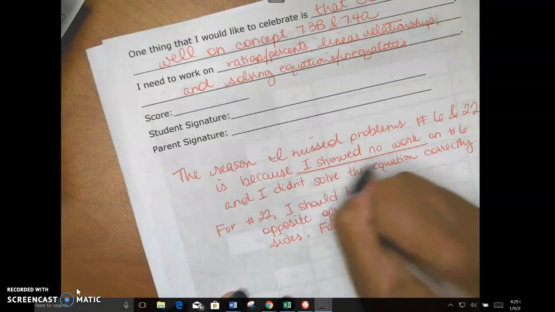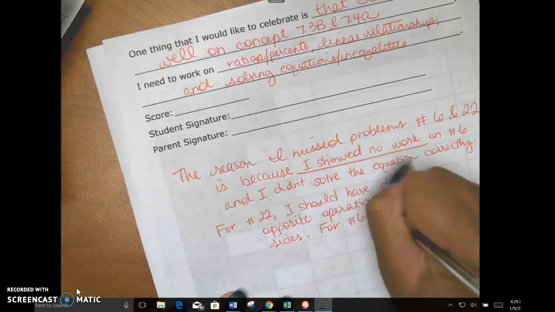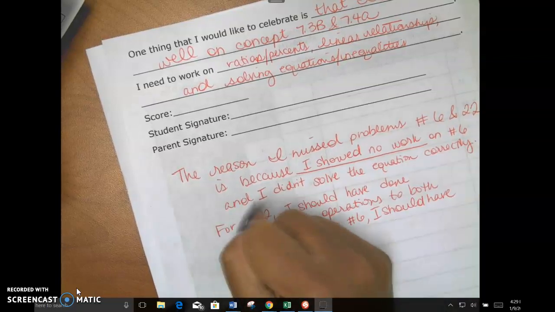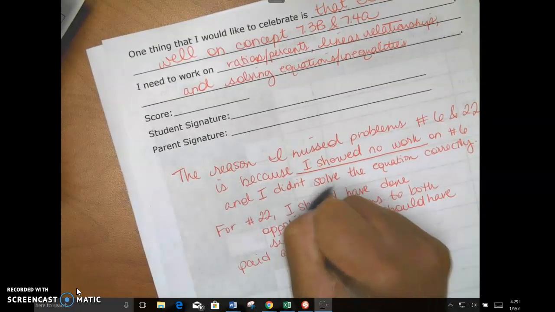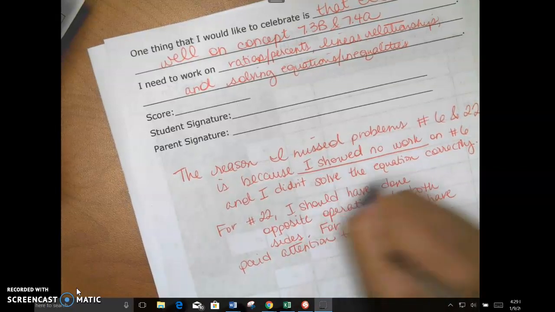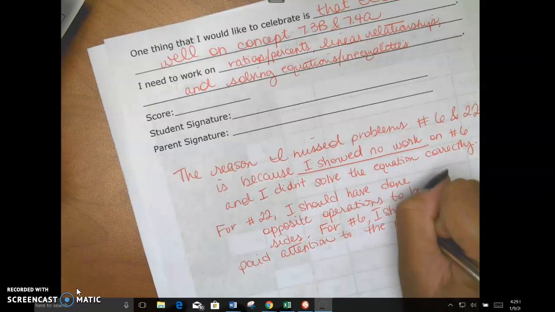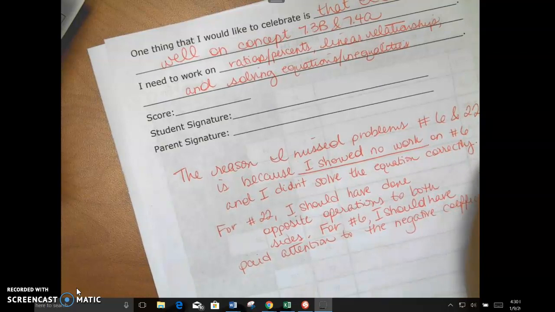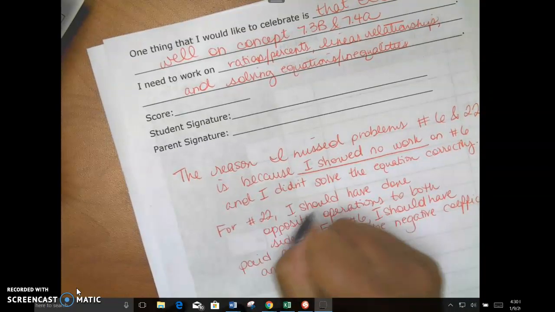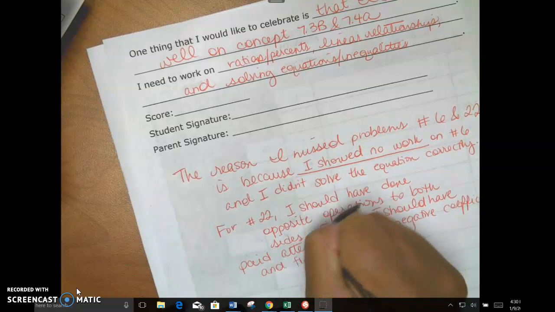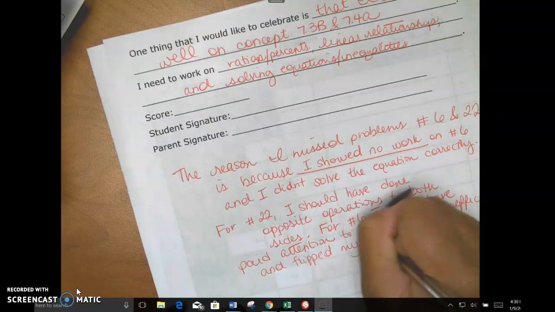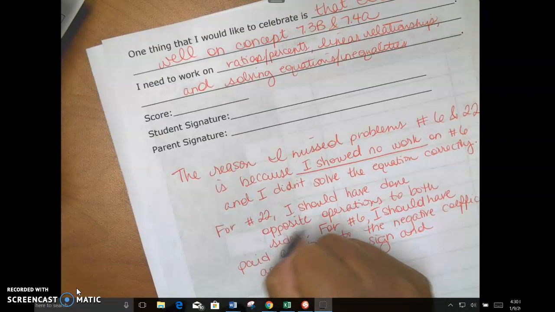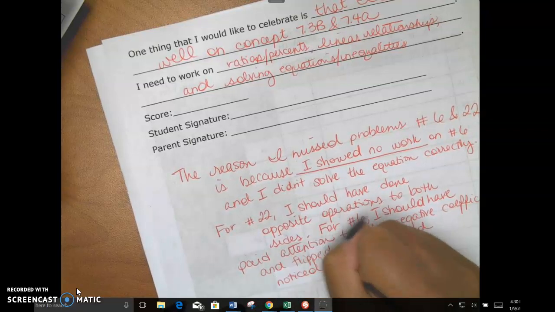Keep adding to your paragraph. For number 6, I should have paid attention. Don't just stop at pay attention because that's vague. Paid attention to the negative coefficient, and flipped my sign, and noticed that my answer should be positive.